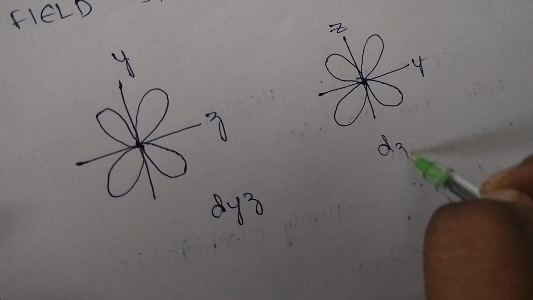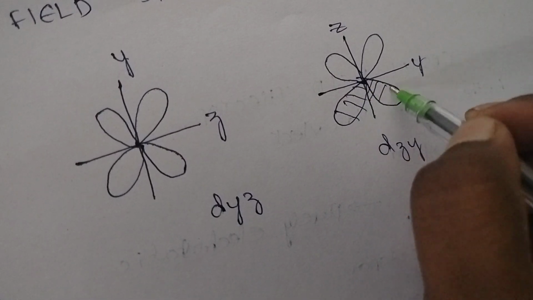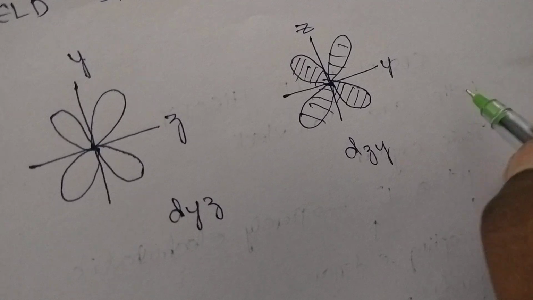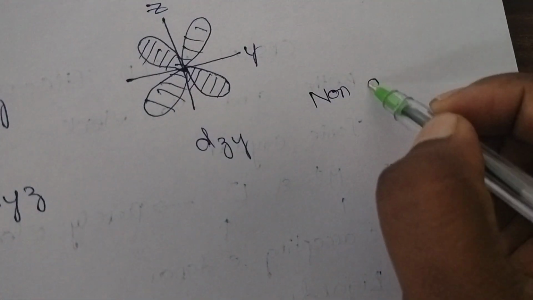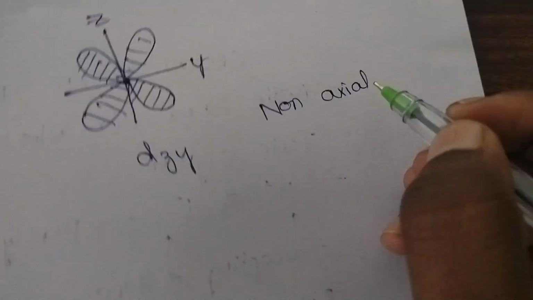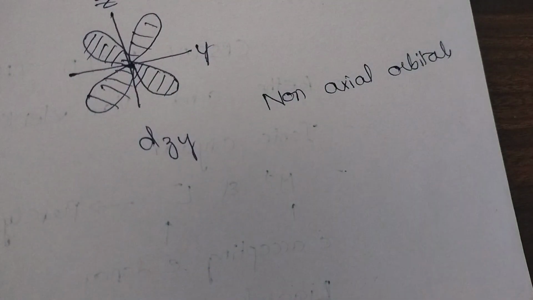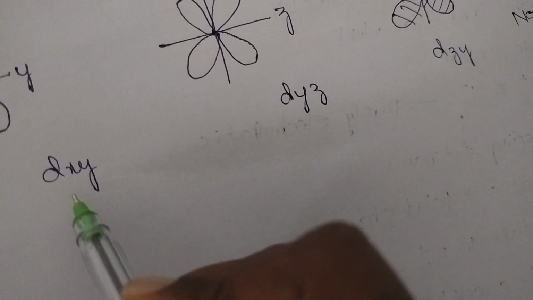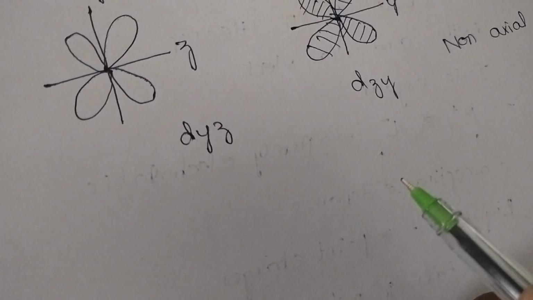The lobes of these orbitals are present in between the axis. Therefore, those are called non-axial orbitals, because the lobes of these orbitals are present in between the axis. What are the three non-axial orbitals? dxy, dyz, dzx. These are all non-axial orbitals.